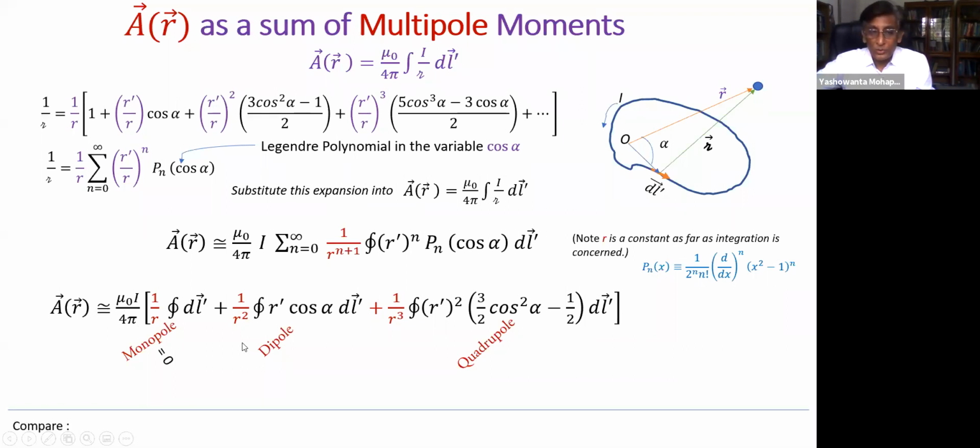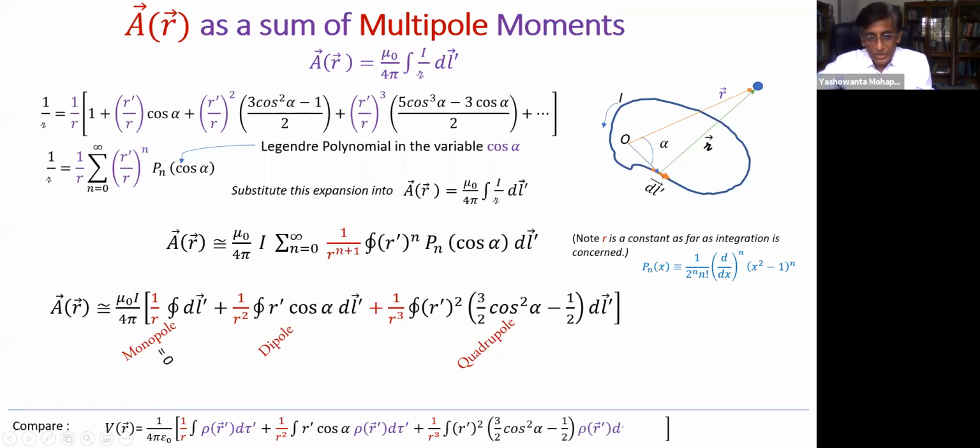So compare this with our VR term. Of course, there it was rho. I've taken I out here, and hence it is only the geometrical part. But it is exactly similar. It was mu naught by 4 pi here, and 1 by 4 pi epsilon naught there. This was the monopole term, this was the dipole term, and the quadrupole term, and octupole term, and so on. So just compare with electrostatics.